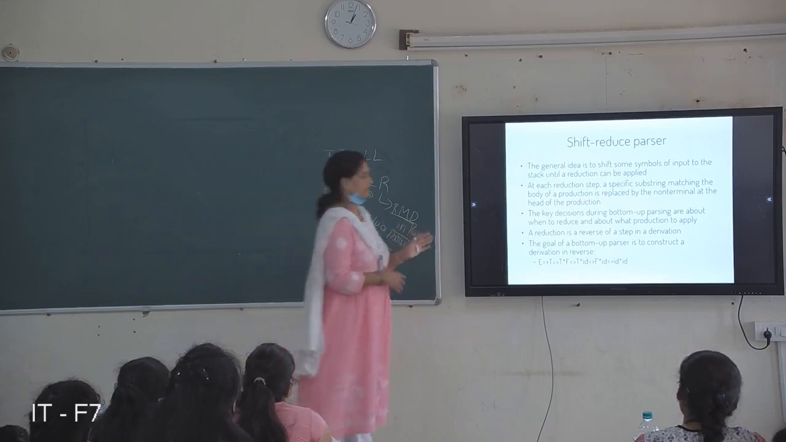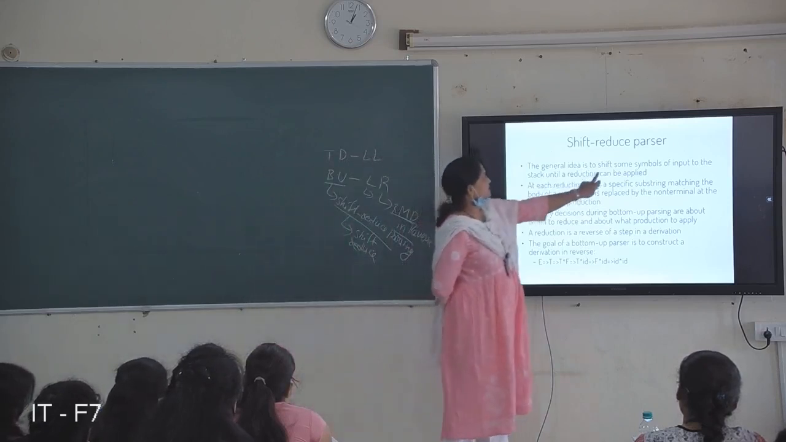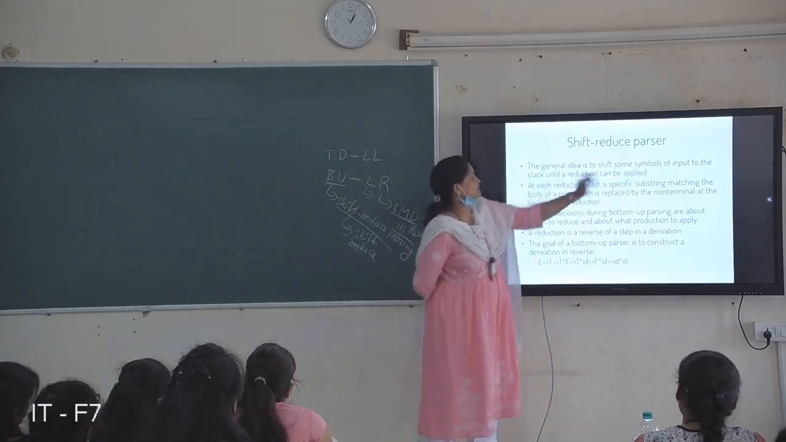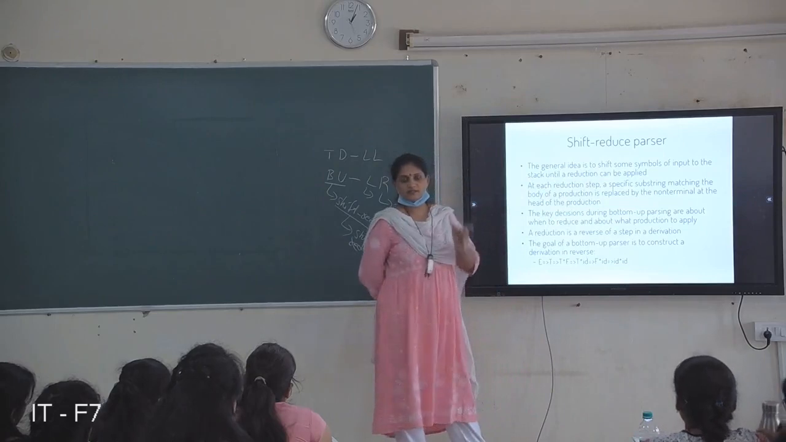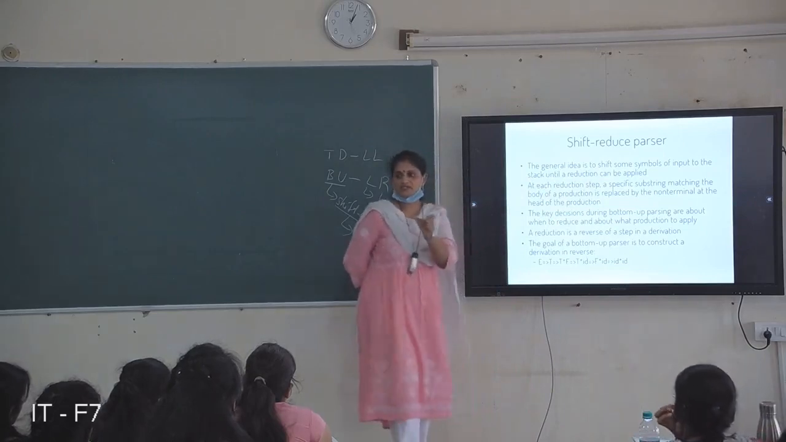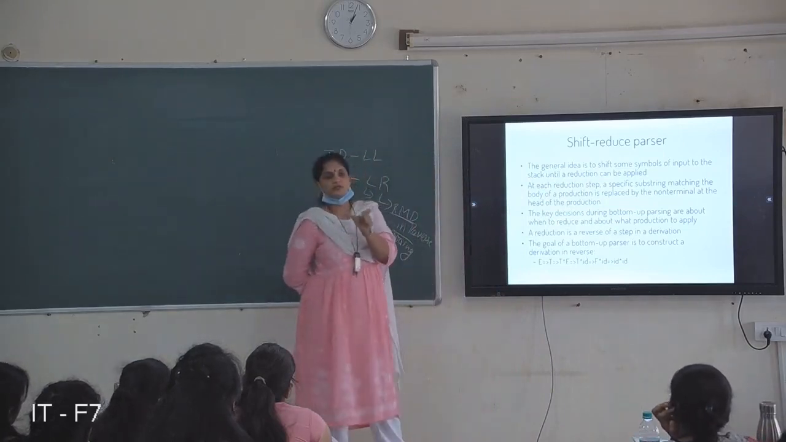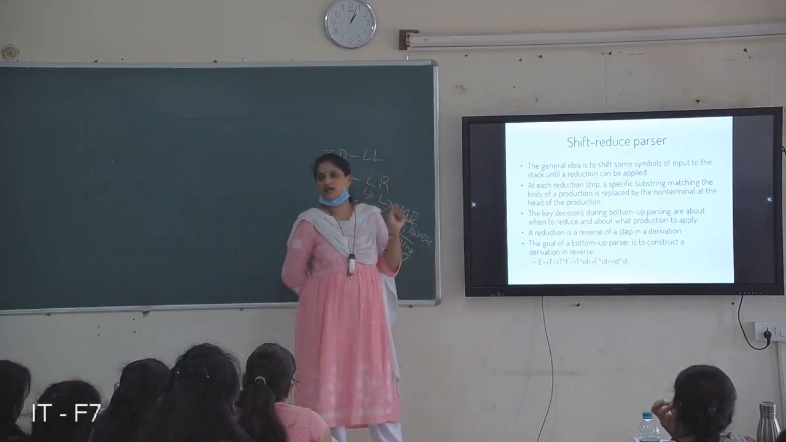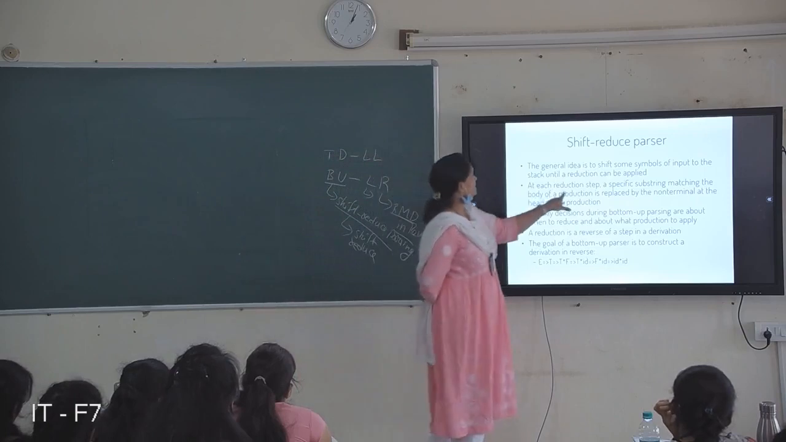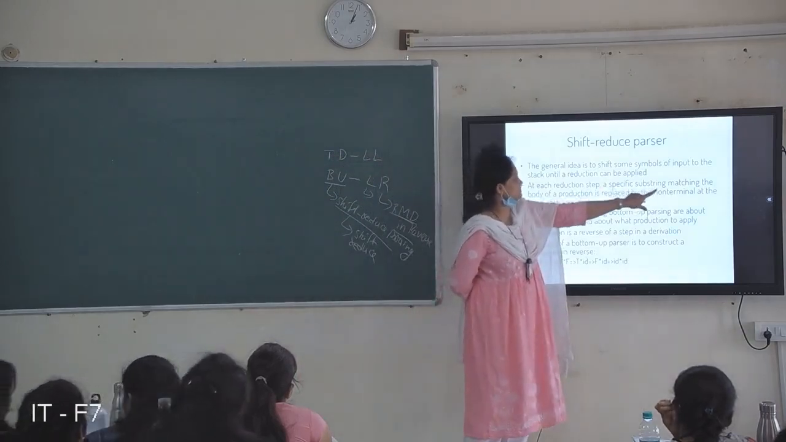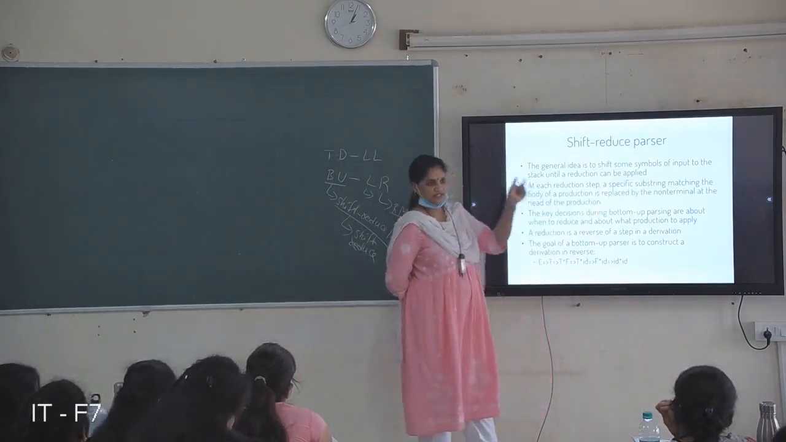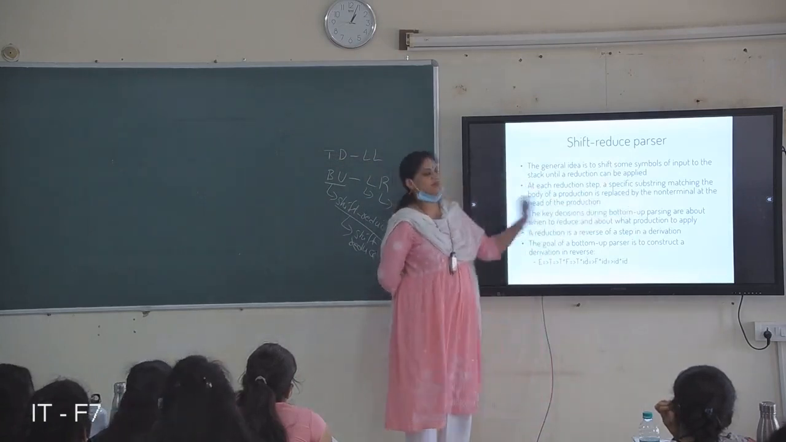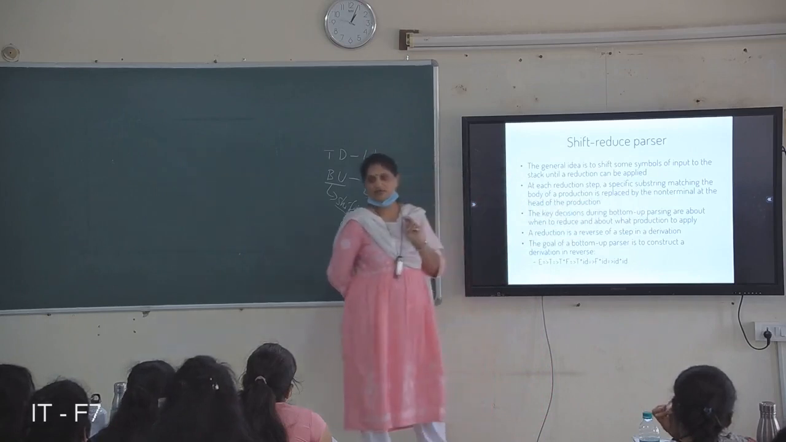I will show it with one example. The general idea is to shift some symbols of input to the stack until a reduction can be applied. Reduction is whenever you get the right side of a production, it is reduced to the left-side non-terminal. At each reduction step, a specific substring matching the body of a production, that is the right side, is replaced by the non-terminal at the head of the production. Head means the left-side non-terminal will be replaced.